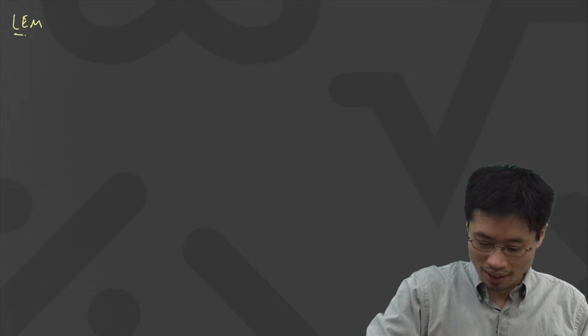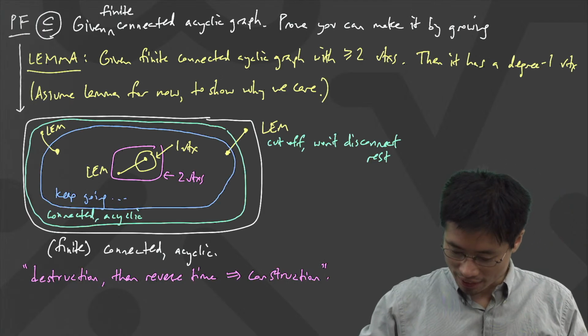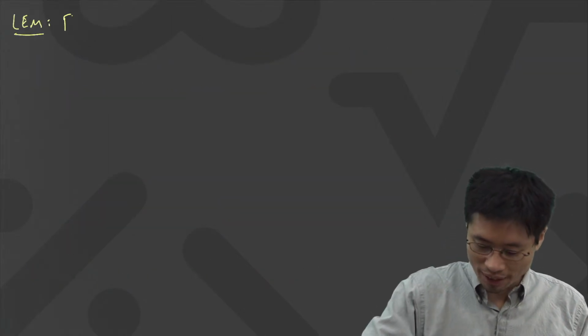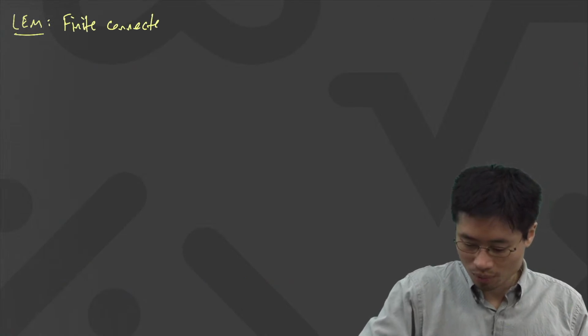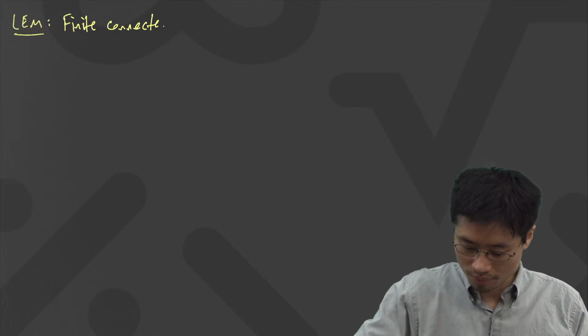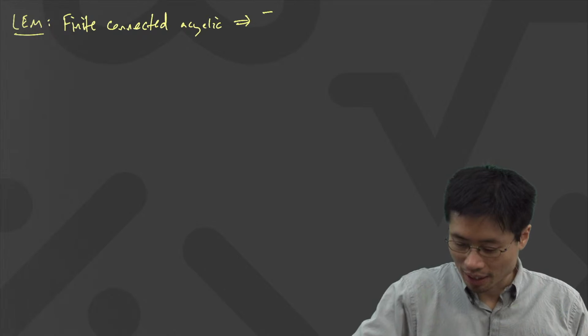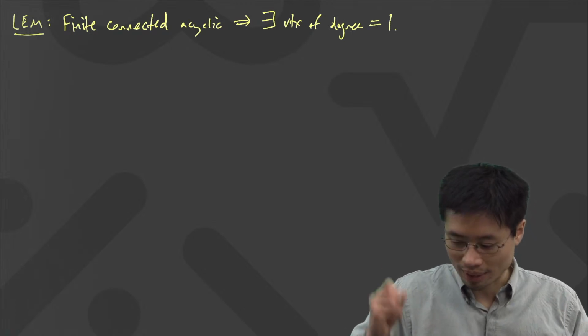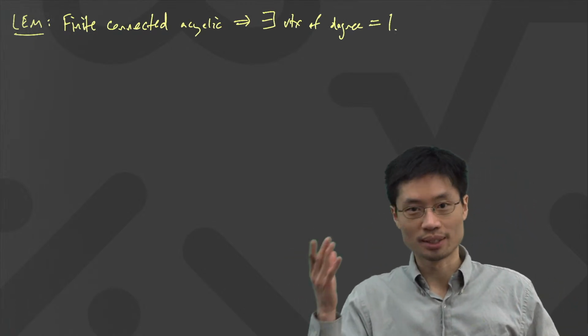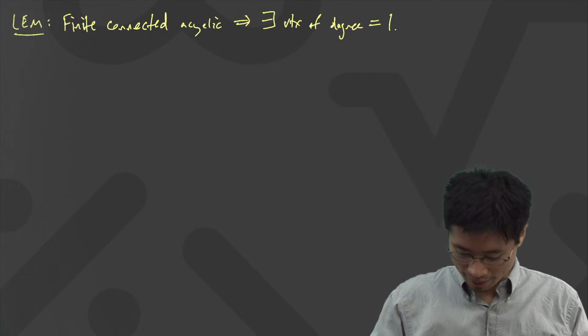this lemma. And the lemma says, what? Finite connected acyclic graph implies, I'll write it backwards E, there exists a vertex of degree exactly equal to 1. By the way, exists, there can be multiple. It's not just unique. So now it's proof time.